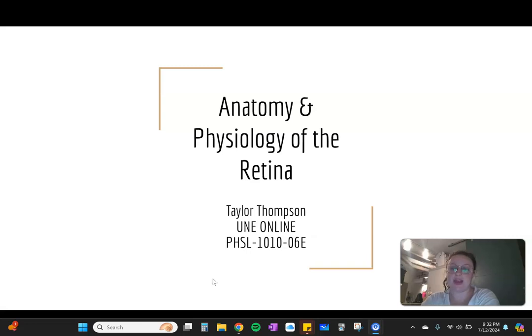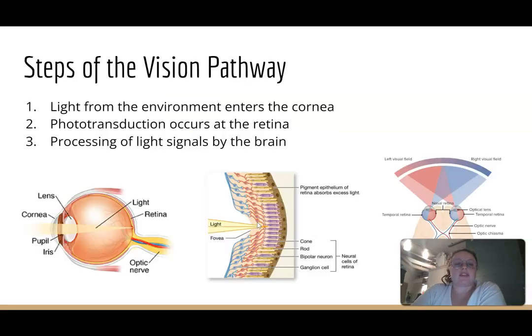So with that, we will start with steps of the vision pathway. The vision pathway can be summed up in 3 steps, more or less. First, light from the environment enters the cornea, and you can see that in our first image here. Next, phototransduction occurs at the retina. That would be our second image here. And third, processing of light signals by the brain, and that would be our final image down here.